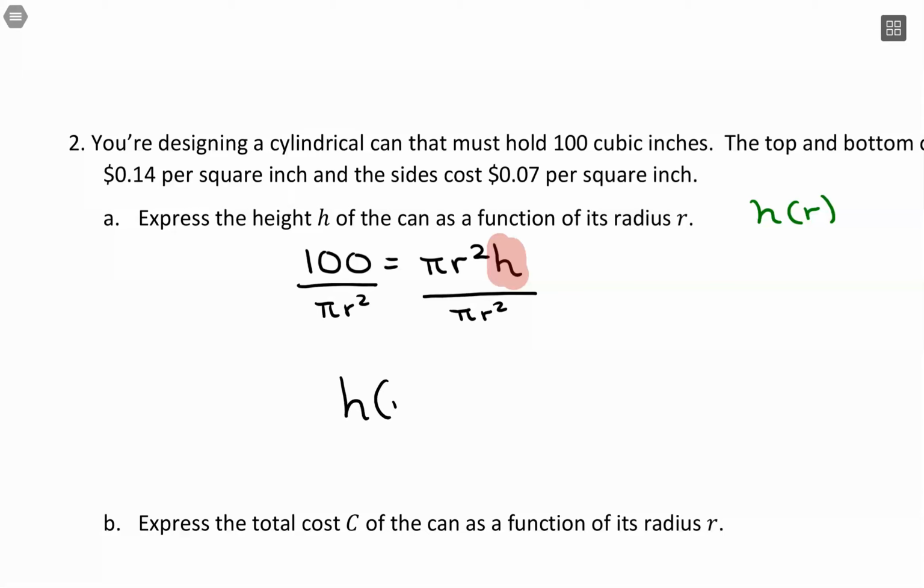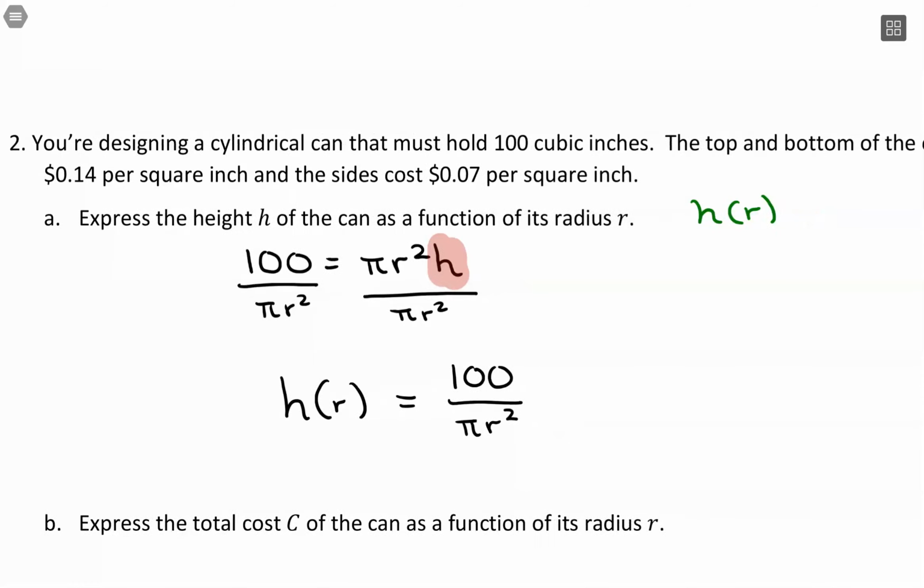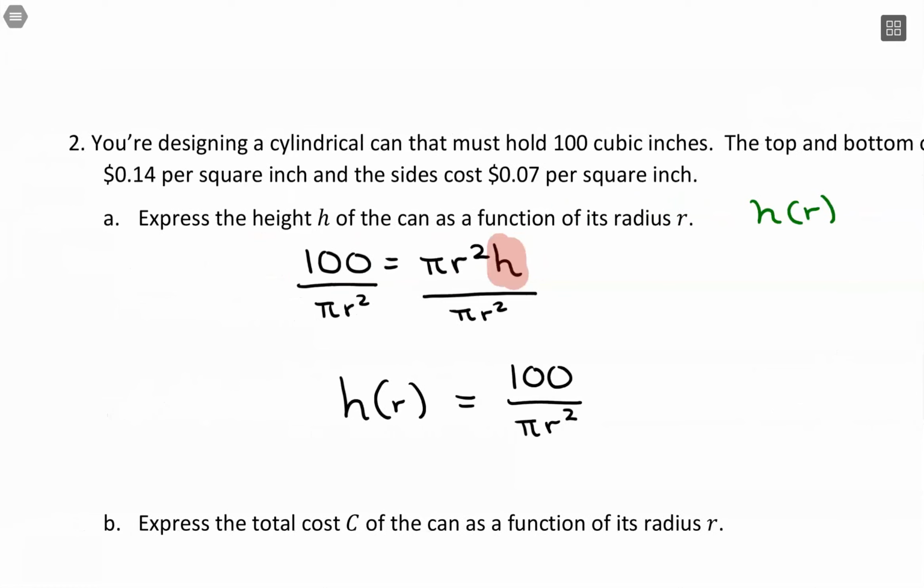And that'll give me my function h of r is equal to 100 over pi r squared. So there's a relationship using the volume. The top and bottom of the can cost 14 cents per square inch, and the sides cost 7 cents per square inch. So if we look at the units for a second, cubic units are volume, square units are area. So something that we're getting at here is the idea of surface area. The surface area of the top and bottom, and the surface area of the side.